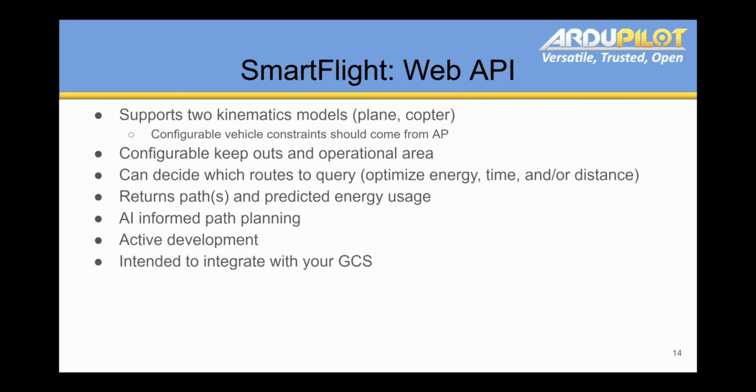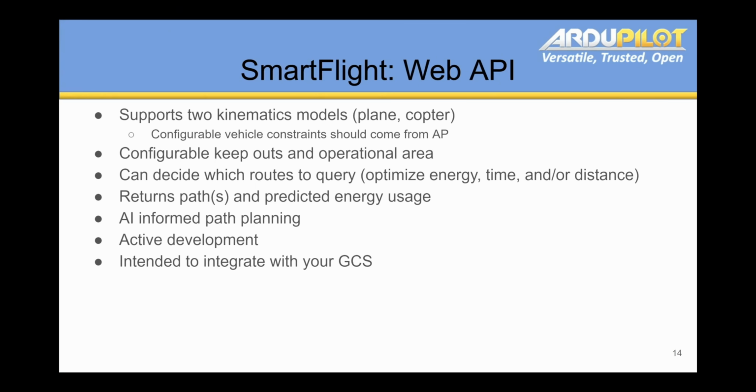It does support keepouts with an operational area, and when you query the planner, you can tell it what to optimize for. Currently, they support energy optimized plans, time optimized plans, so if you want to execute the mission really fast, or distance optimized plans, which is typically what most planners are doing these days. It returns the paths as well as their predicted energy usage, so you know if you'll have battery to actually do the mission, which is really nice.